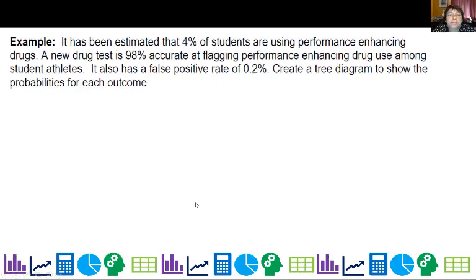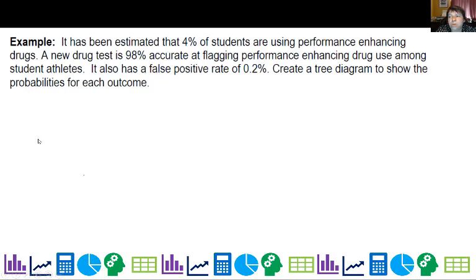Now we can also look at conditional probabilities with tree diagrams. So first of all, let's go ahead and create one. It has been estimated that 4% of students are using performance-enhancing drugs. A new drug test is 98% accurate at flagging performance-enhancing drug use among student athletes. It also has a false positive rate of 0.2%. Create a tree diagram to show the probabilities for each outcome.